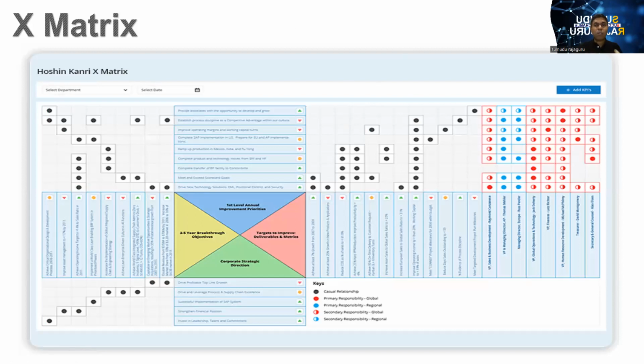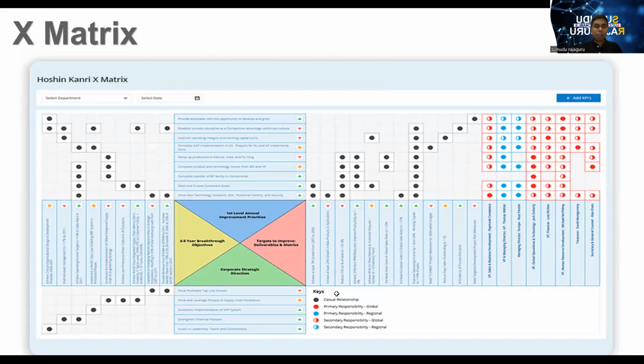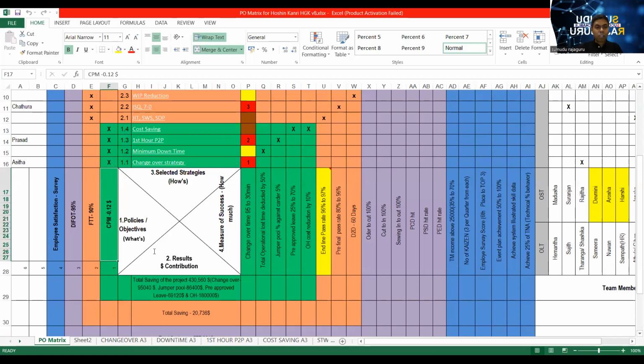Actually, it is presented through the X matrix. This is the X matrix. I want to show you another sheet, an Excel sheet, and I'll explain the X matrix using that sheet. I think now you can see that picture. In this X matrix, one quadrant is policies, or it is called objectives. That means what we have to do.